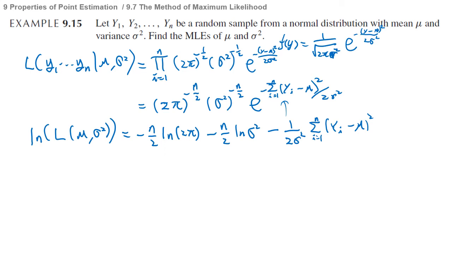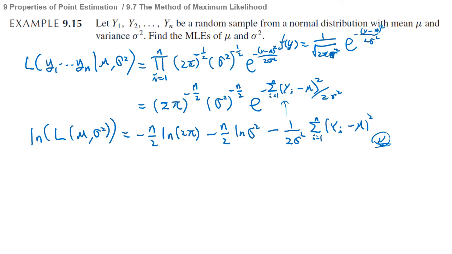Okay, so this is our log likelihood function, and we want to find the estimators that maximize this likelihood function. We want to find the values mu and sigma square that maximize this, and to get those values, the usual trick is to take the derivative and set it equal to 0.